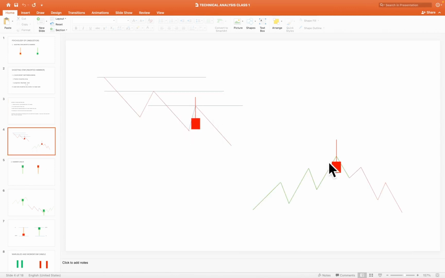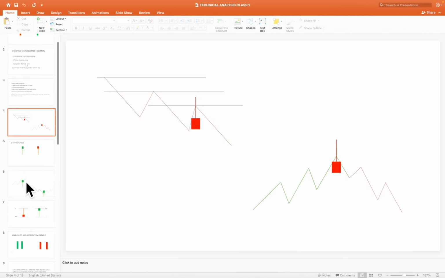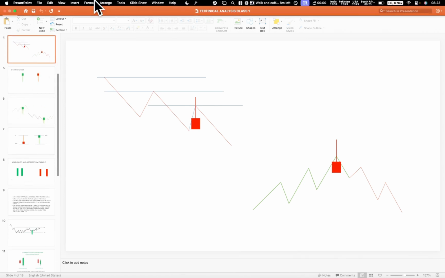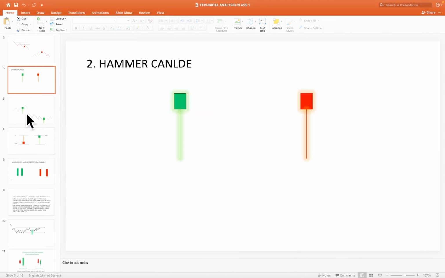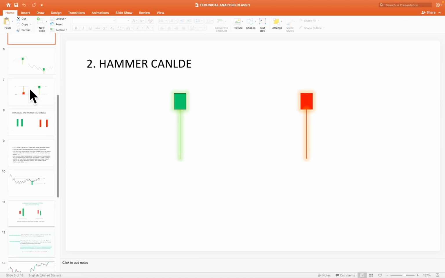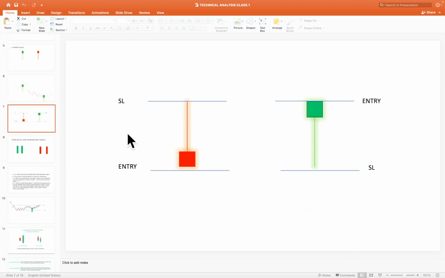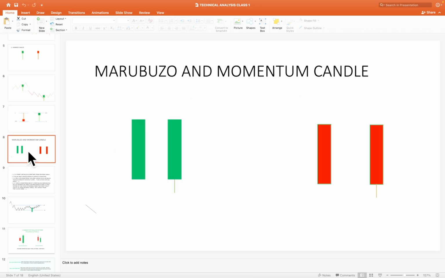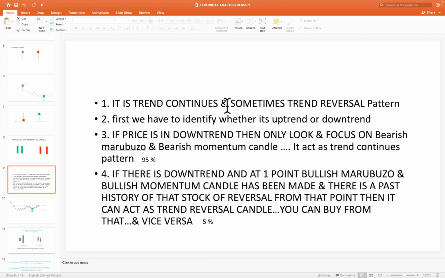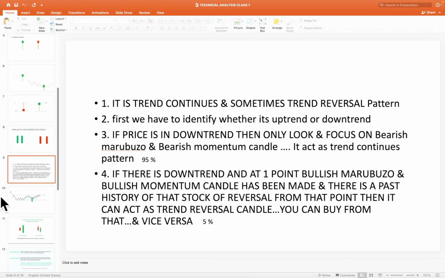So that's an example. This is an ideal situation, and then we've got the hammer here, which is at the top. So that's a normal hammer. Stop loss is there, entry. So this is a Thor hammer, and this is a regular hammer. So then you've got Marubozus and momentum. These are strong buying candles, basically. And then trend continues and sometimes trend reversal.